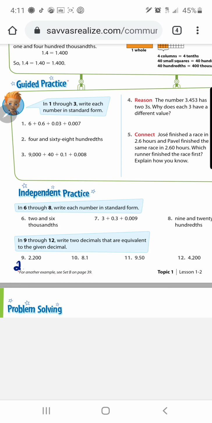That's also equal. Let's take a 0 away. We could say that is equal to 2 and 20 hundredths. We can also take that extra 0 away, and we can say that is equal to 2 and 2 tenths.